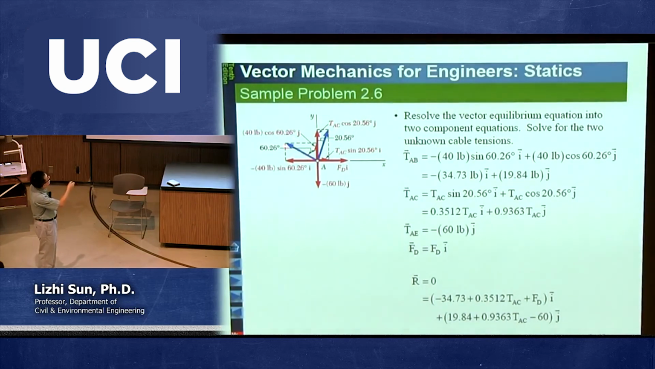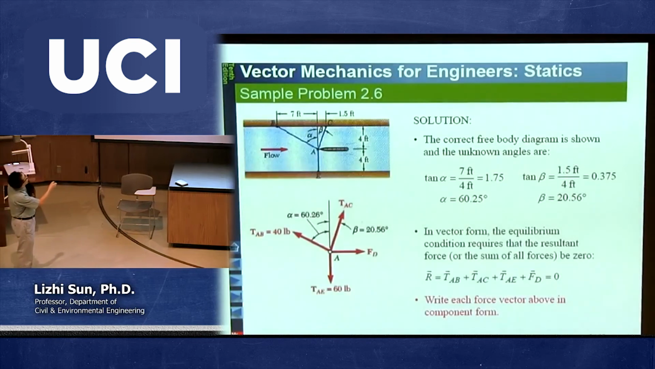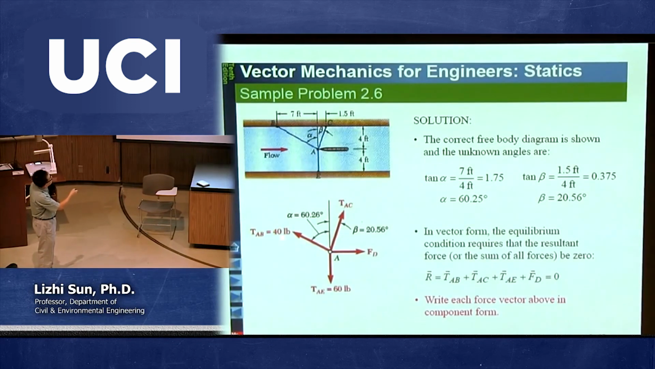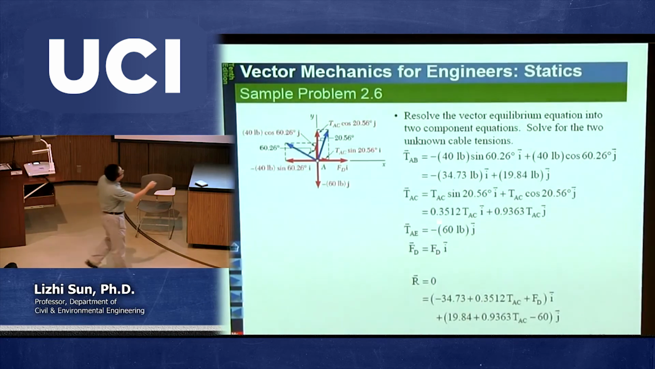Now we're talking about 2 general forces. One is this. This is cable AB, 40 pounds. So 40 pounds times sine of this angle, that's the x component. But this is to the left. So 40 times sine 60-something, and then put a negative sign, that should be the x component. Okay, so 40 times the sine of this angle, and then a negative sign, your calculator gives this number. And what is the y component of this one? That's 40 pounds times cosine of this angle, and this is going up, so that's positive. We finally end up with 19.84.